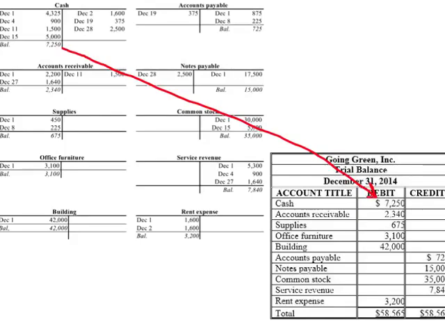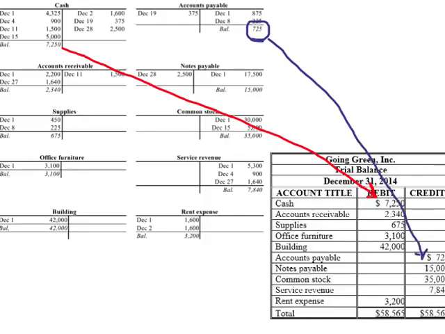We would do the same thing for accounts receivable. We'll write the account title, accounts receivable, and then I will take that balance, $2,340, and copy it. It was a debit, so I'll copy it into the debit column. Supplies has a $675 debit balance. Office furniture, $3,100. Buildings was $42,000. We'll carry that over. Okay, so accounts payable carries a credit balance of $725. So again, I'm going to take that balance and copy it into my trial balance.